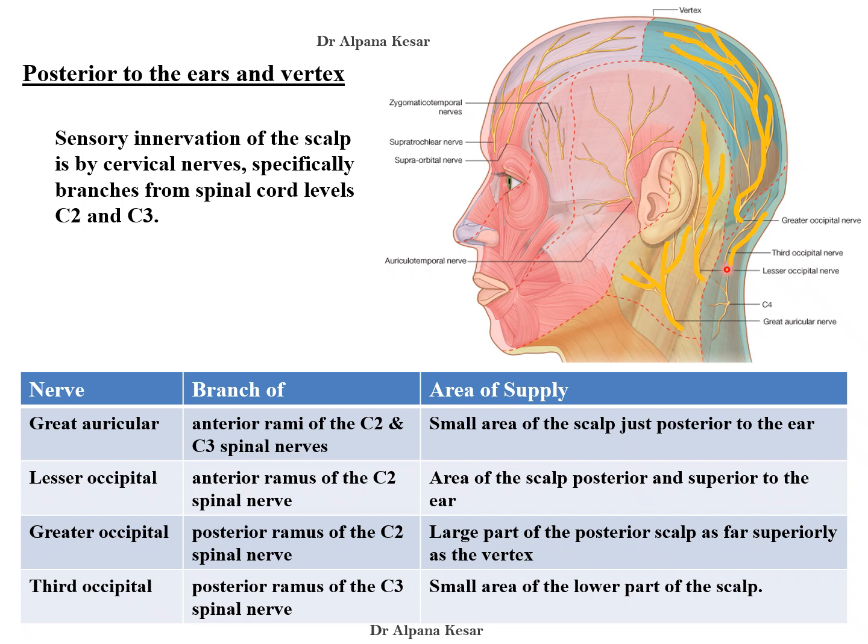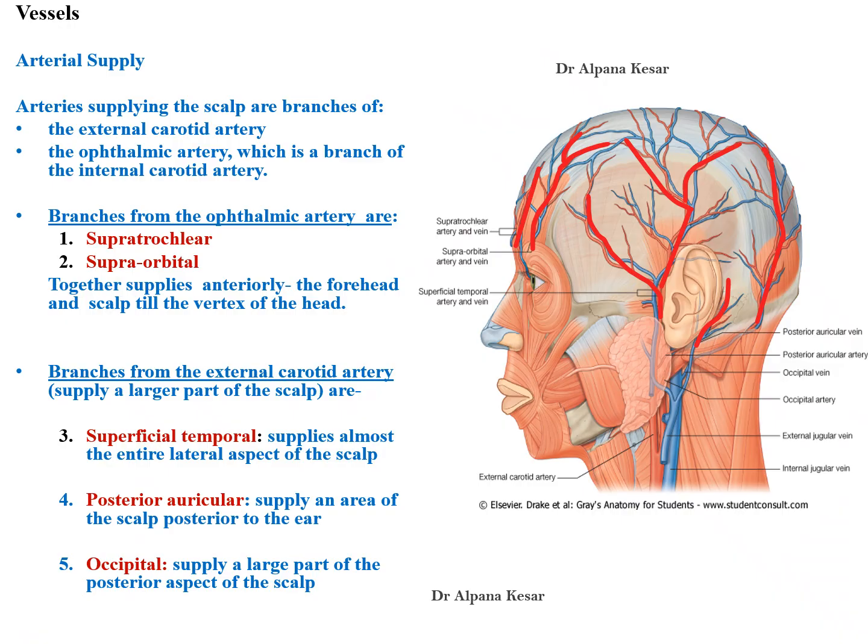Third occipital nerve is a small branch that receives the posterior ramus of the third cervical spinal nerve and supplies a small area in the lower part of the posterior surface of the scalp. Blood vessels of the scalp. The arterial blood supply of the scalp is by branches of both the external and the internal carotid arteries.